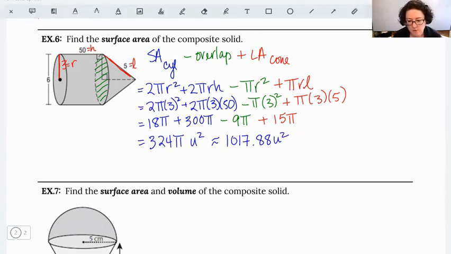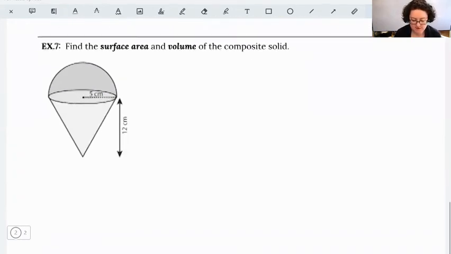So one more problem, surface area and volume on this one. Again, if you want to, pause the video, see if you match up when you restart and compare the work. Here we go. Number 7, surface area and volume. Let's attack surface area first.